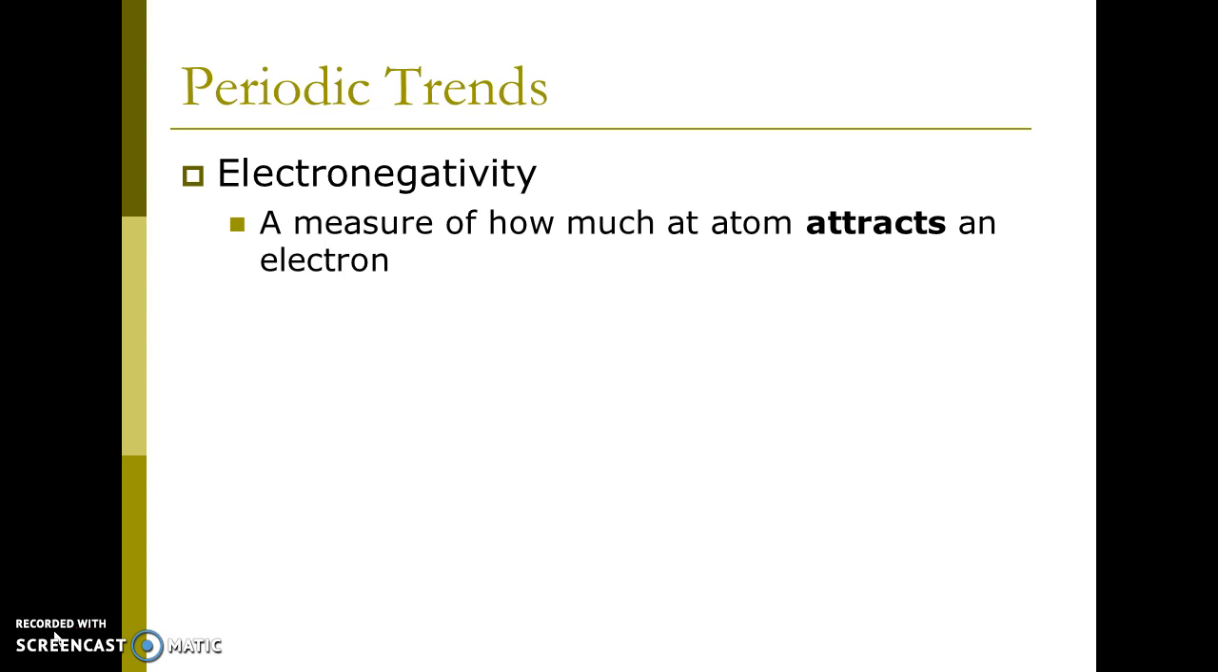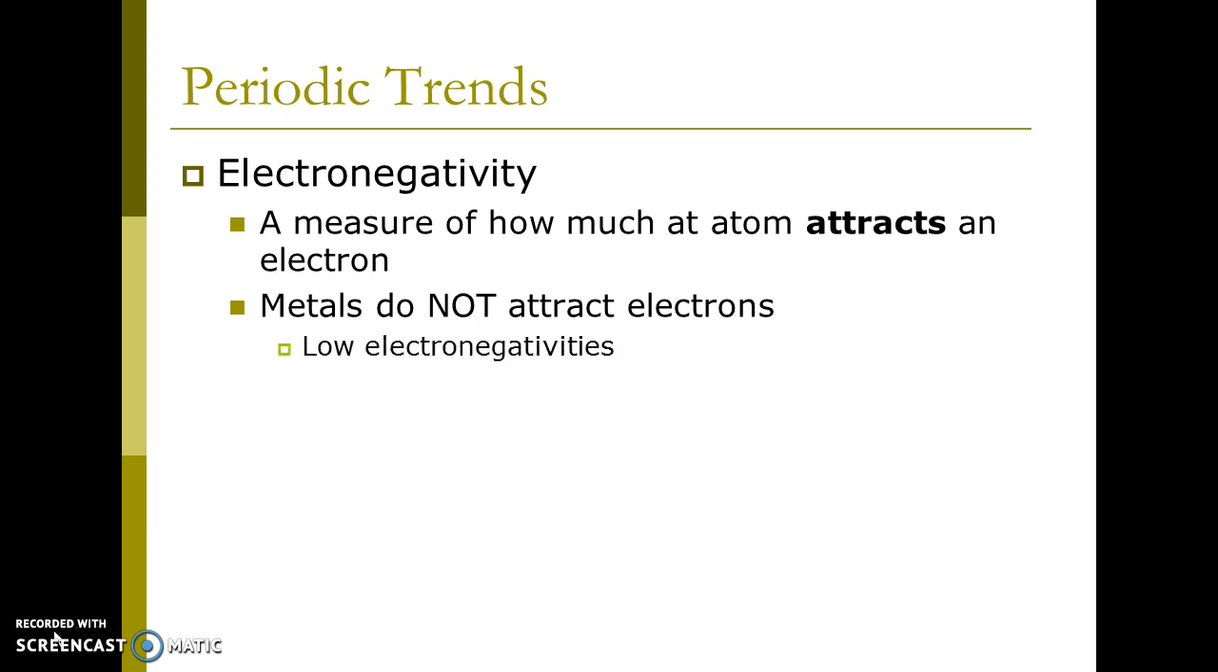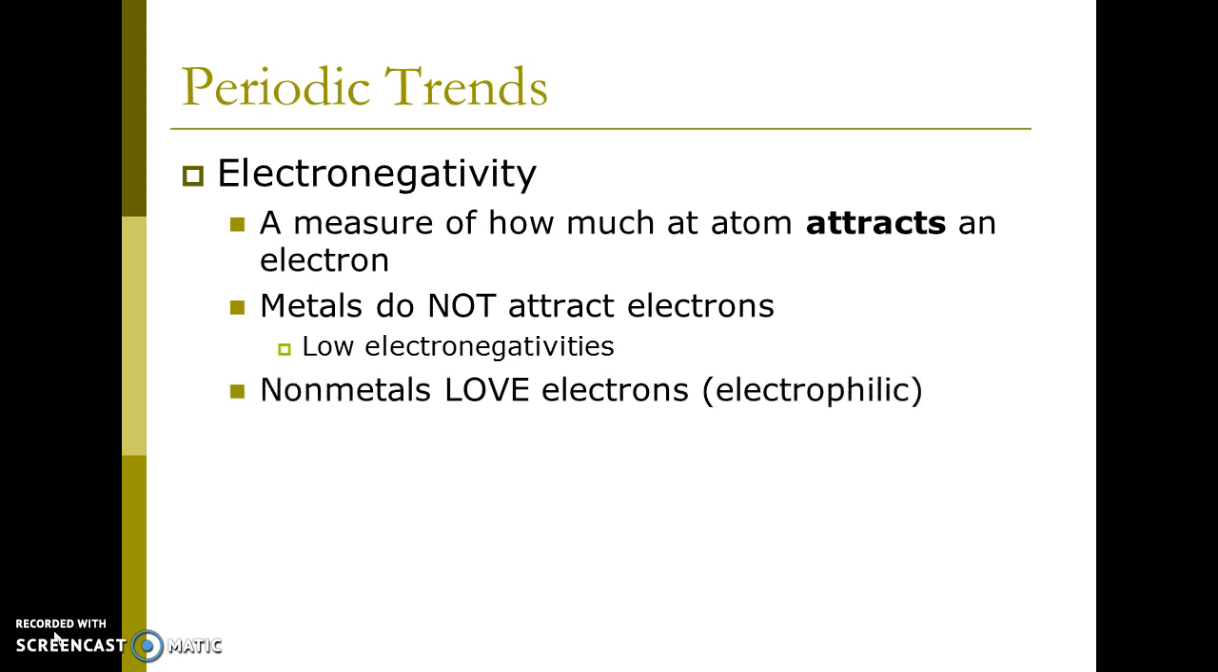Remember that electronegativity is how much an atom attracts an electron. Keep in mind that metals do not attract valence electrons. Metals always give away their valence electrons, whereas nonmetals want electrons, so they should have a high electronegativity. Like I said, metals do not attract electrons, therefore they have low electronegativities. Nonmetals love electrons. We call them electrophilic.